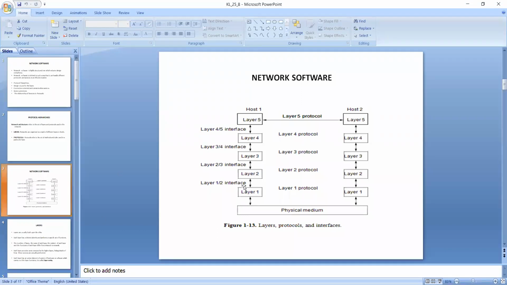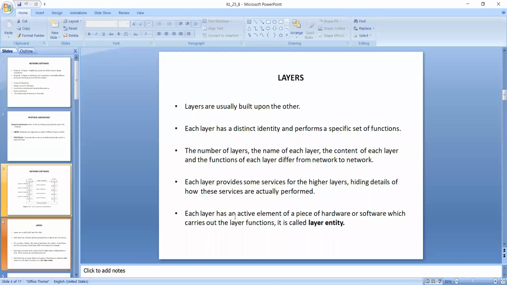Next, in a layer, there may be some components, some active elements. Those active elements may be hardware or software, whatever it may be, and that is known as a layer entity. You have to remember the term layer entity. Whenever the term layer entity comes, it means a piece of hardware or software that is inside a layer. Each layer has an active element, a piece of hardware or software, which carries out the layer functions. It is called a layer entity.